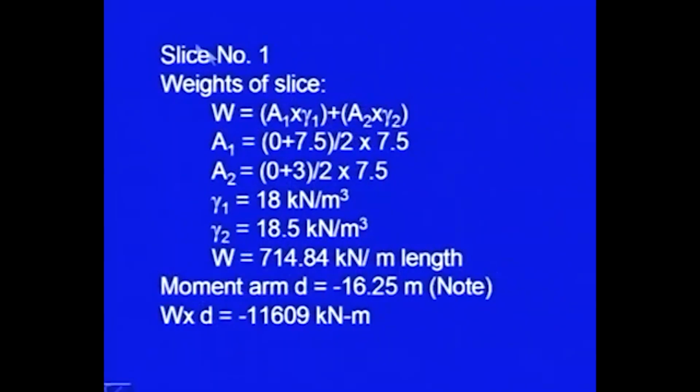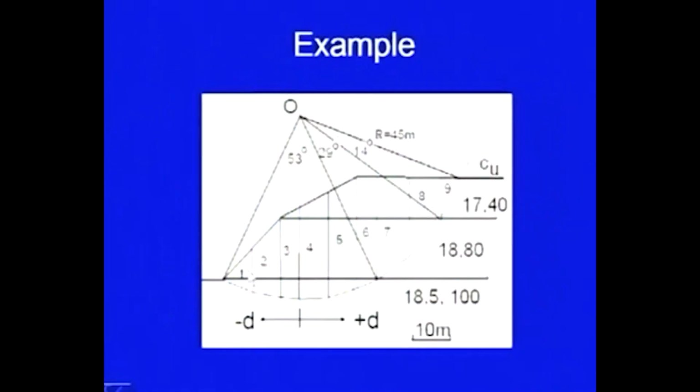Now, we start with slice number 1. We have to take the different forces. So, weight is equal to A1 gamma 1 plus A2 into gamma 2. It is implicit in this analysis that in all these cases, perpendicular to the plane of paper, the dimension is 1. So, if I consider this figure here, I want to know the weight of this slice. So, what I do is I take this one A1 and here it is A2.